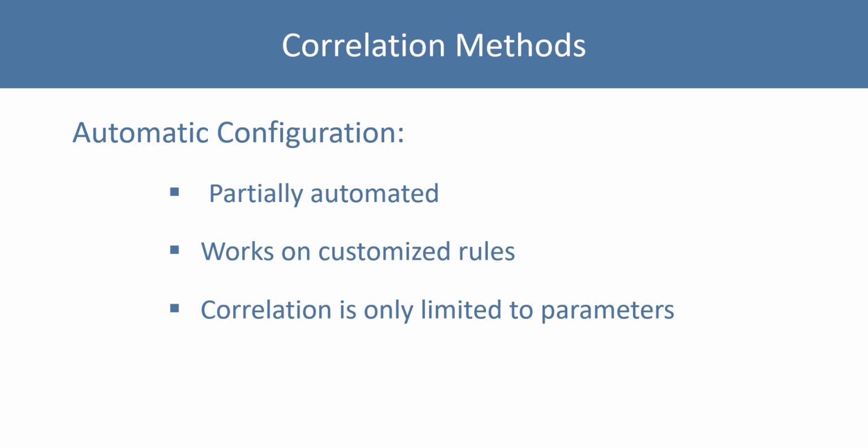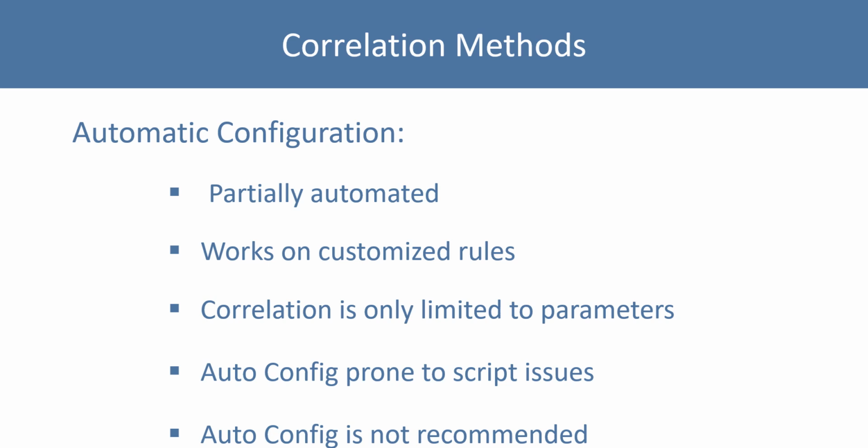Yes, this automatic configuration is only limited to parameters. If the dynamic values appear elsewhere, then we won't be able to use automatic configuration. And yes, automatic configuration is prone to script issues because customized rules will be complex rules. Okay, automatic configuration is not a recommended option. It is best you avoid using this method.